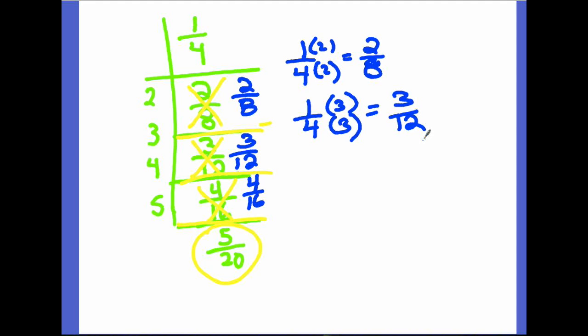That means that 1/4 of a candy bar, I could also break it into 20 pieces. If I had 1/4, 5 of those would be 1/4.